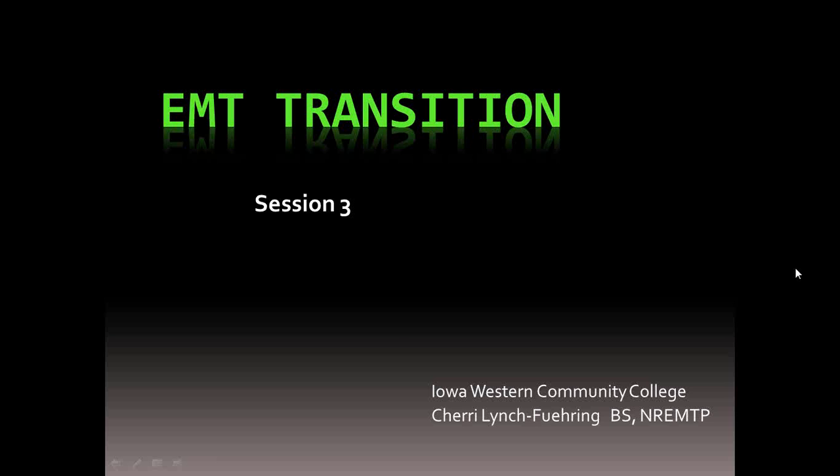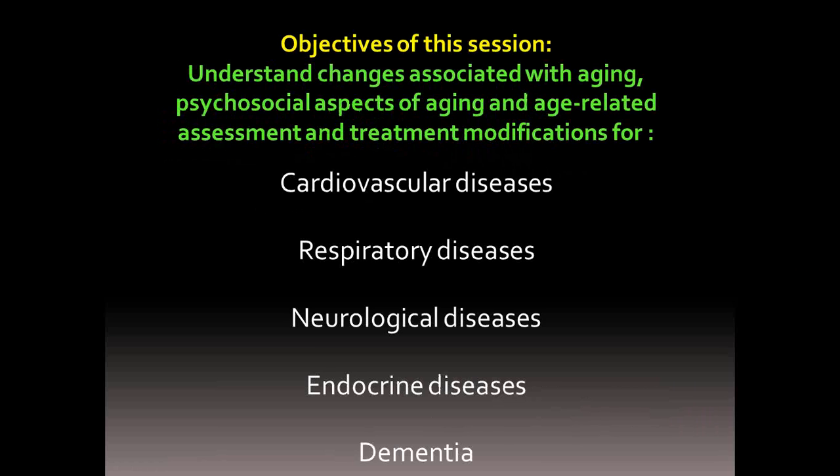Mostly we're going to deal with aspects of the elderly. So on the transition sheet that's provided by the Iowa Bureau of EMS, some of the objectives are understanding changes that are associated with aging, psychosocial aspects of aging, and age-related assessment and treatment modifications for cardiovascular diseases, respiratory diseases, neurological and endocrine diseases, and dementia.